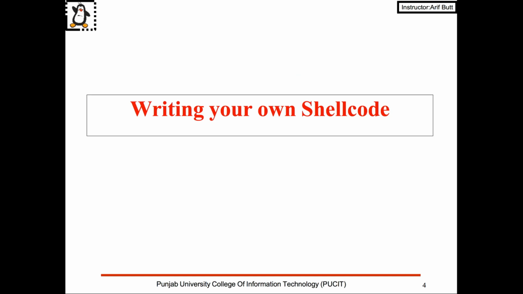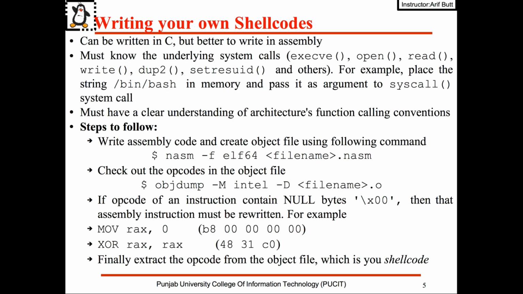So let us move on to the first part, in which we will learn writing our own shell codes in the assembly language. Well, these shell codes can be written in C, but better to write in assembly. And for that you must know the underlying system calls, and you should know how the dup call, the exec call, and the open read write call work. You should have a clear understanding of the architecture's function calling convention, which we have discussed in the previous session.